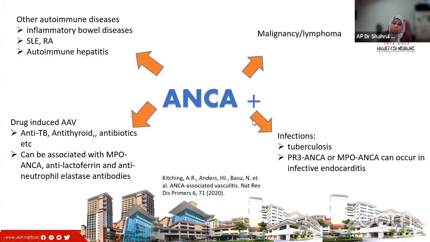But again, similar to other autoantibodies, it is non-specific for ANCA vasculitis because it can also happen in drug-induced conditions, for example anti-TB drugs, anti-thyroid drugs, and antibiotics. It can also occur in many other autoimmune diseases, not necessarily Wegener's or Churg-Strauss, for example inflammatory bowel disease and SLE. And most importantly, don't forget about the mimickers, malignancy and infections. So these are the common differential diagnoses of positive autoantibodies in rheumatology.